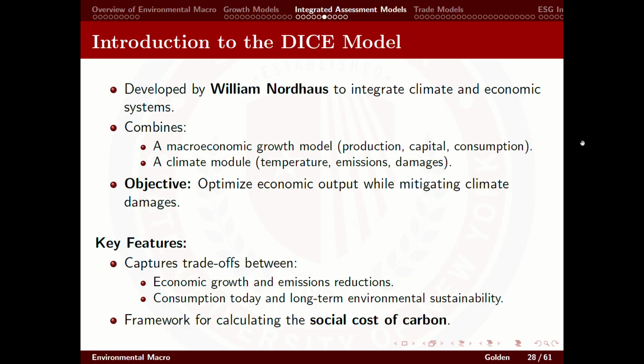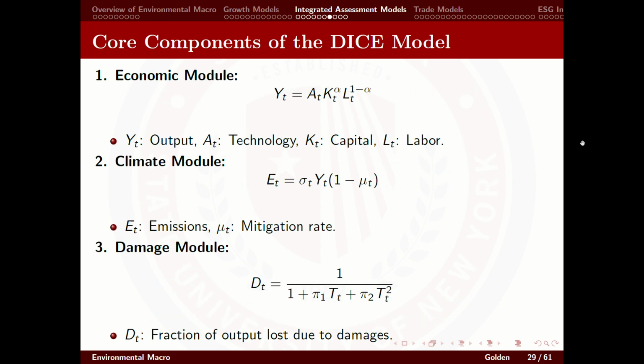So the DICE model is a pretty standard workhorse model developed by William Nordhaus, who has now won a Nobel Prize in macroeconomics, to integrate climate and economic systems. It combines a macroeconomic growth model with a climate module, and the goal is to optimize economic output while mitigating climate damages. It captures trade-offs between economic growth and emissions reductions, and consumption today and long-term sustainability. It was really the first major framework for thinking about the total cost of carbon. Today, we probably think it underestimated the cost of climate change, but it was a first try.